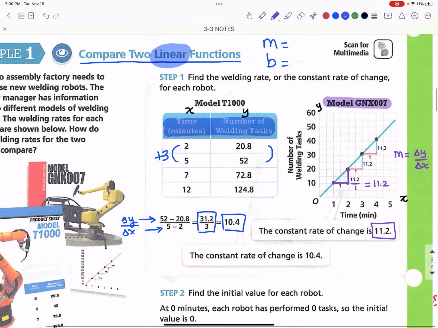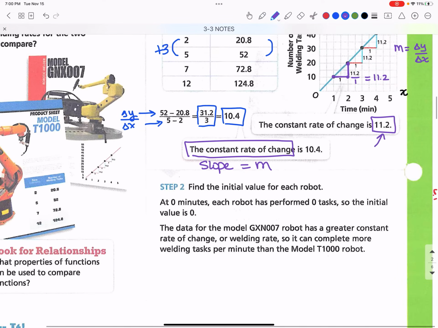So we can compare the rate at which these two robots do welding tasks. The blue one, or the model T1000, can do 10.4 welding tasks per minute, and the purple GNX one can do 11.2 tasks per minute, which means that the purple one, the GNX007, can work a little bit faster because it can weld a few more parts, or do a few more welding tasks per minute. So when we're comparing these two, we first compare the M, or that constant rate of change. Remember, when you see constant rate of change, you need to think slope, and when you think slope, that's your M. Now, the second part is comparing the initial value.